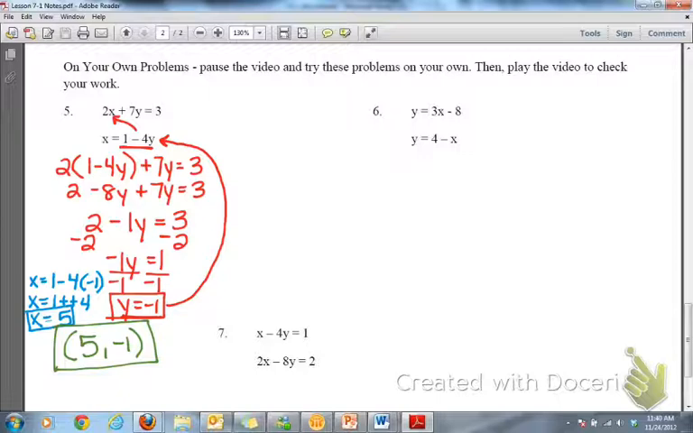With number 6, both of the equations have y by themselves. So this is actually going to be nice, even though at first you might be a little confused. Since both of them have y by themselves, what I'm going to do is take whatever the first one is equal to. It says y equals 3x minus 8. Since that's what y equals, put that into the second equation for y. So it'll look like 3x minus 8 equals 4 minus x.